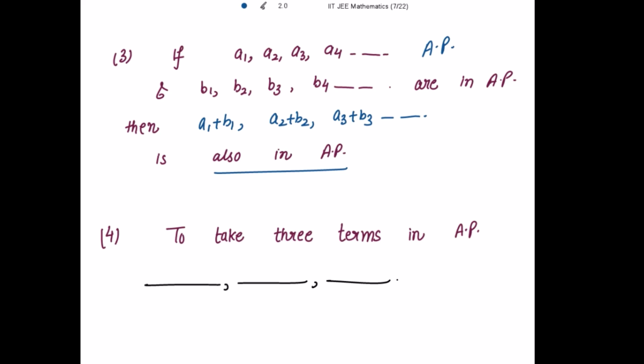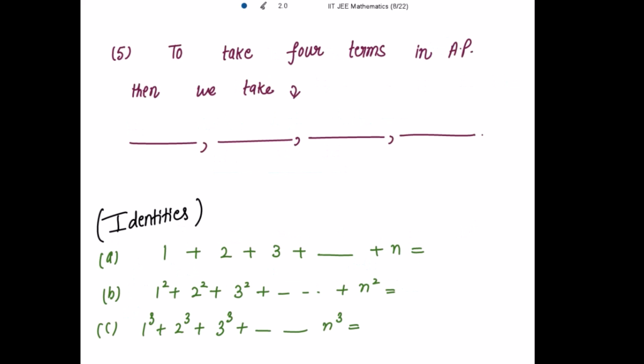Then, if it is needed to consider three terms of an AP sequence, then you have to take those three terms to be a minus d, a, and a plus d. In this way you have to take the three terms in AP, right? And if you want to consider four terms in AP, then you have to take a minus 3d, a minus d, a plus d, and a plus 3d. Please consider these terms when you want to take four terms from an AP.